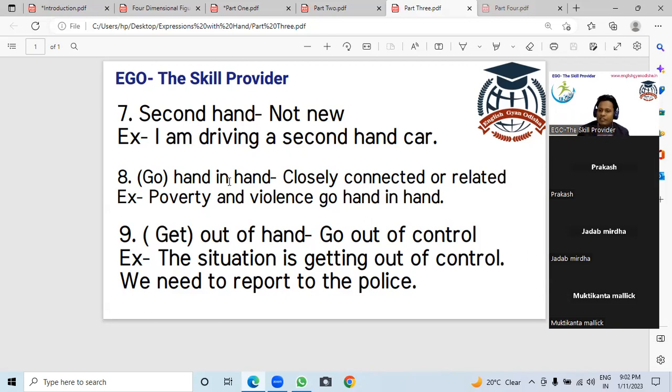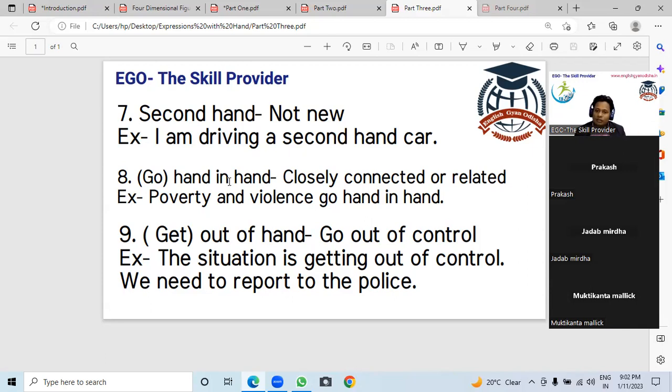If you give me respect, obviously I'll give you respect. I'll definitely give you respect. So taking respect and giving respect go hand in hand. So I'm sure it is going to help you. It makes some sense. Otherwise, in the next session, I'll explain it again if a little doubt remains. Okay. So go hand in hand means when they are very much closely connected.